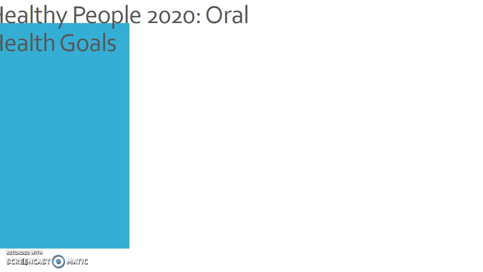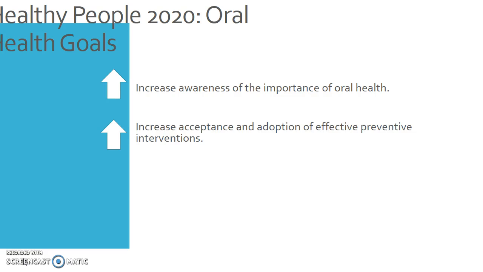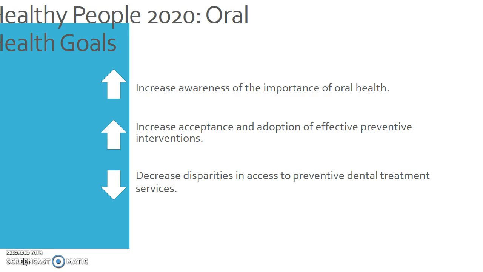Now that we know what Healthy People 2020 is about in general, let's talk about the goals of Healthy People in regards to oral health specifically. There are three main objectives when it comes to oral health: to increase awareness of the importance of oral health, to increase acceptance and use of preventative measures, and to decrease disparities in access to oral health care.